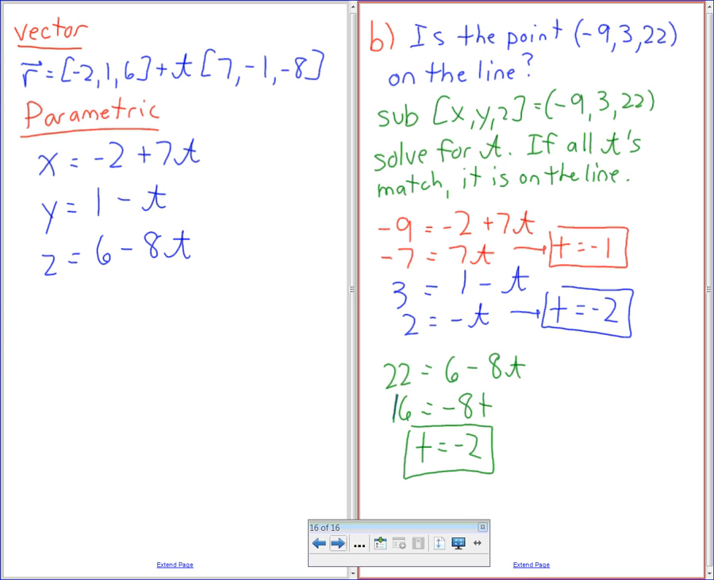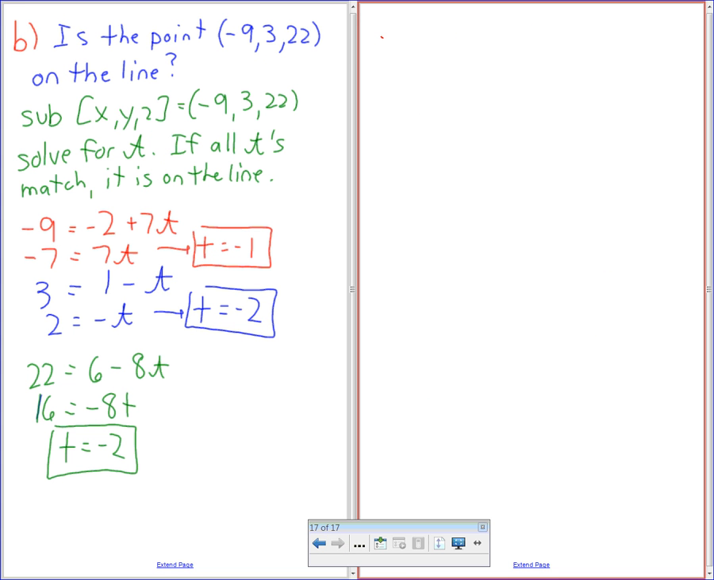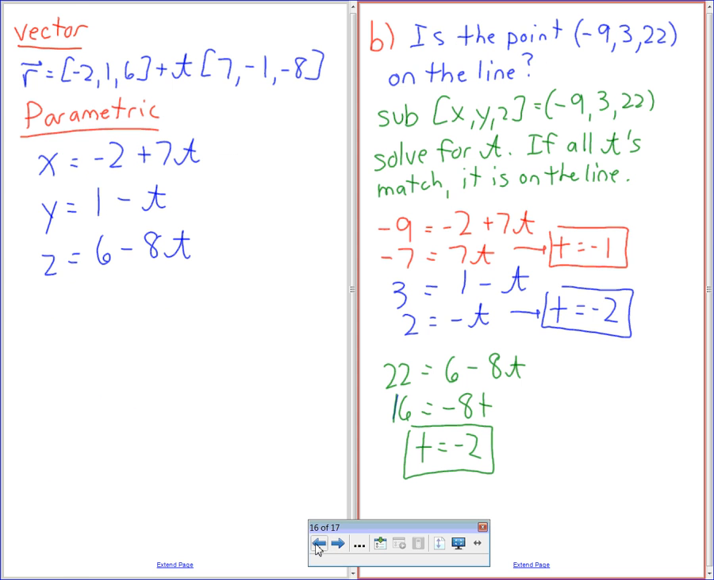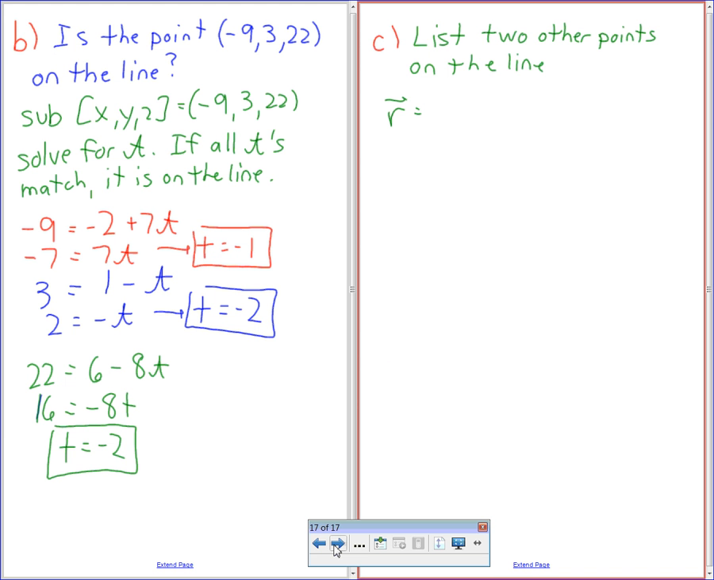What I'm going to say for letter C here is list two other points on the line. What was my line originally? r equals negative 2, 1, 6 plus t, what do we have there? 7, negative 1, negative 8.